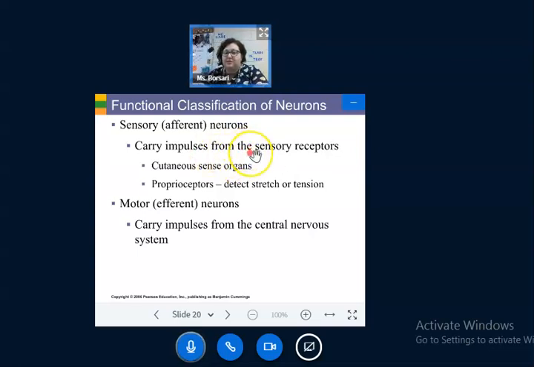So that again happens in the peripheral nervous system, so to the side. It's going to carry the information to the central nervous system in the center of our body. Then once it receives the information, those motor neurons are going to carry the impulses from our central nervous system out to the peripheral nervous system. So this is how our body is going to respond. It starts with the sensory, and then we get the motor response.